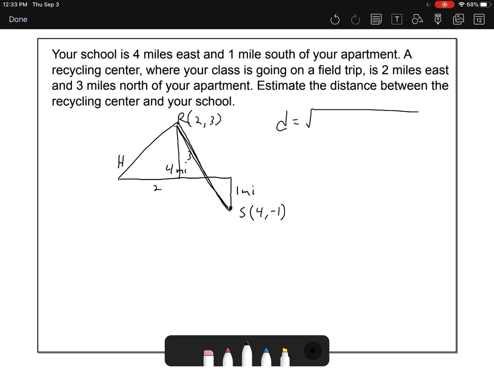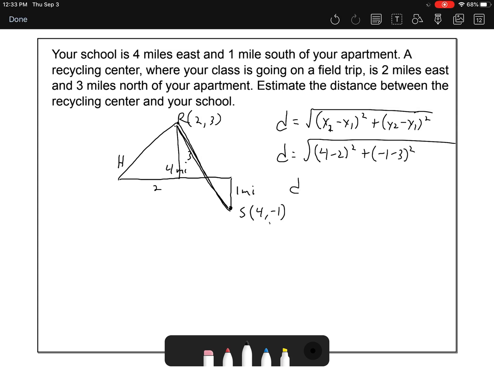Okay? So that would be the distance formula, which is x sub 2 minus x sub 1 squared plus y sub 2 minus y sub 1 quantity squared. So that RS distance then would simply be x sub 2. It doesn't matter which one you pick. I'm going to pick the bottom one. So it's going to be 4 minus 2 squared plus negative 1 minus 3 squared.